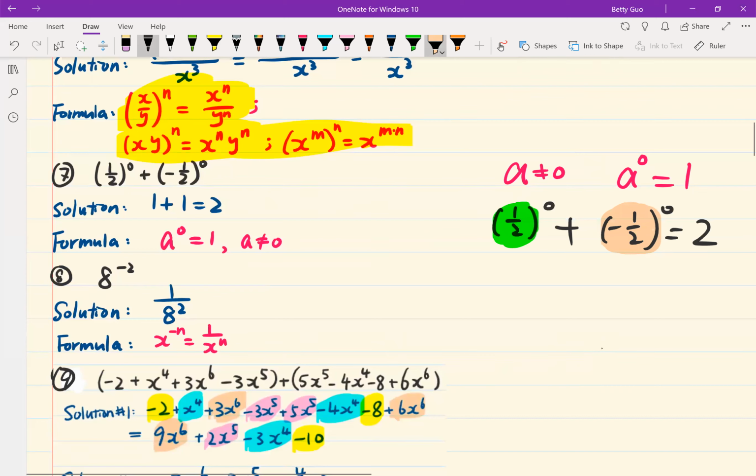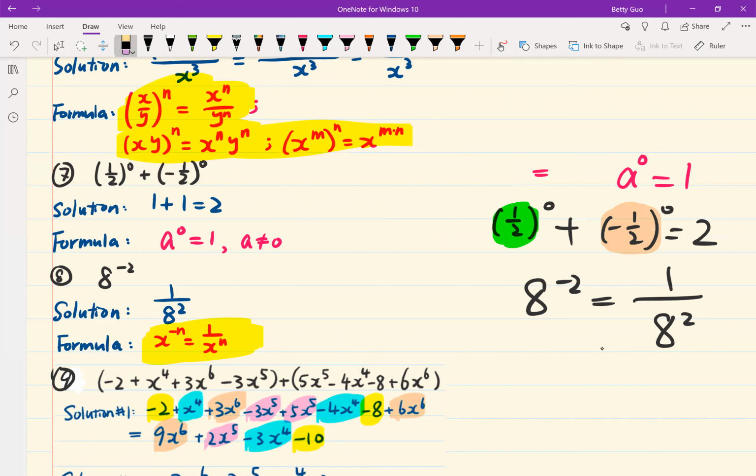Number 8. We need to simplify 8 to the power of -2. The formula we're going to apply is right here. How do we get rid of the negative exponent? We simply remove the negative sign in the exponent, and then we write the leftover on the bottom: 8 to the power of 2. We use 1 over 8 to the power of 2. And the final answer for number 8 is 1 over 8 to the power of 2.